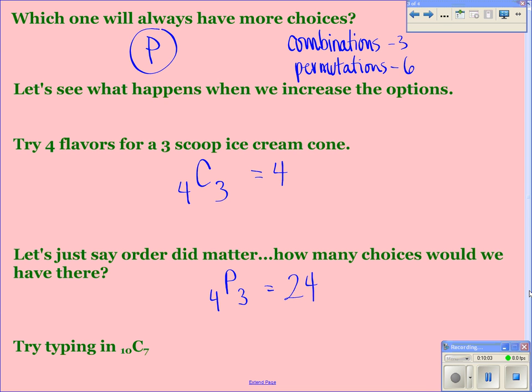Now let's say we had 10 flavors and we get to have 7 scoops, or there's 10 options of deli meat, or 10 options for pizza toppings, and you get to pick 7 of them. How many different pizzas could you make? Any of these scenarios would work in this situation, combination. So put in 10, NCR, 7. There are 120 different ways to do that.